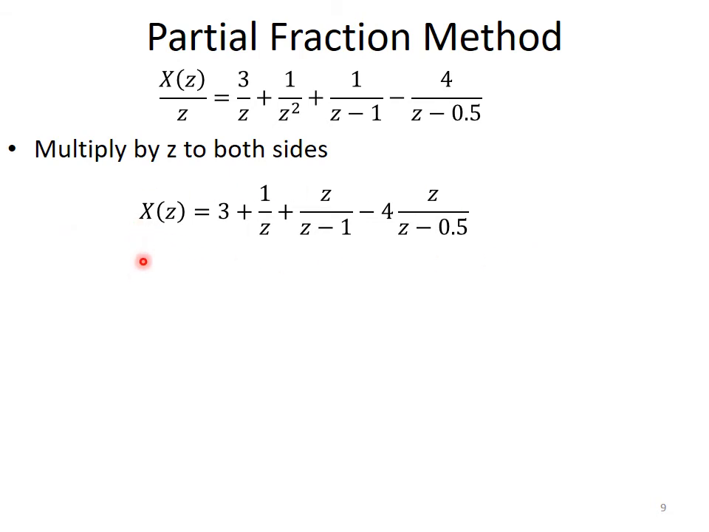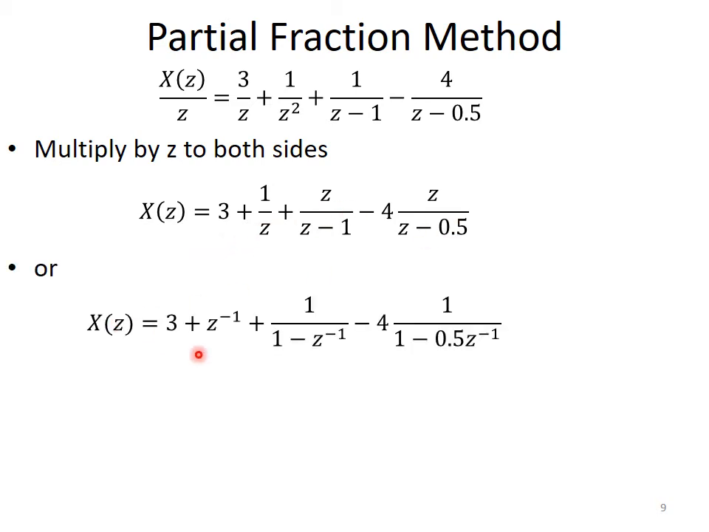Now either you can write x of z in this form as positive powers of z, or you can write it as negative powers of z. 1 upon z would be z power minus 1, so taking z common from the denominator you can write it as a negative power of z. The next step is to use the Z transform table, and sometimes Z transform tables are given as positive powers of z, or sometimes as negative powers of z. So whichever table you are using, you can write your function accordingly.